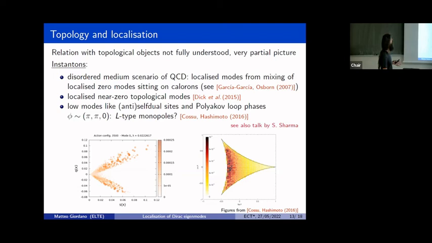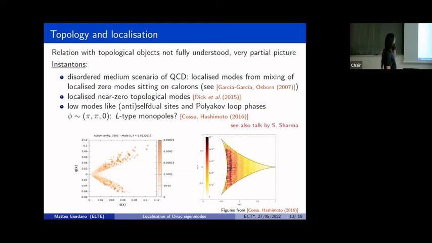So initially, one of the motivations to look for localization was to try and verify the disordered medium scenario of QCD. The fact that the near zero modes come, at low temperature, from the mixing of the zero modes associated with calorons. And since these modes are localized, if at some point this gas or liquid of calorons gets diluted, then these modes should stay localized. And so one expects to see localized modes at high temperature. And indeed, these kind of modes have been observed. You will hear more about that probably in the next talk.